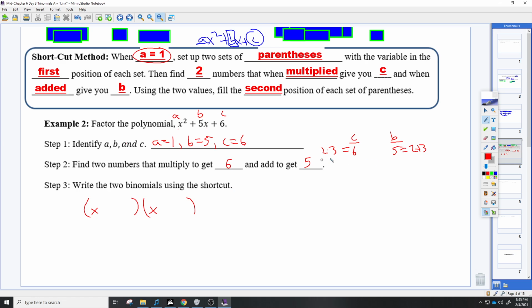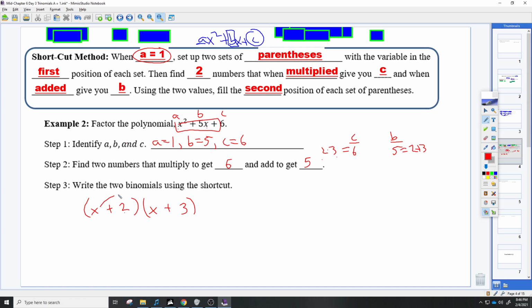So now that we have our two numbers, we're just going to write our two binomials. They're both positive, so you put pluses here. And one is a 2, and one is a 3. And it does not matter whether you put the 3 here or the 2 here. You can flip those two around. It doesn't matter. So real quick, I'm going to show you that this gives you the right answer.